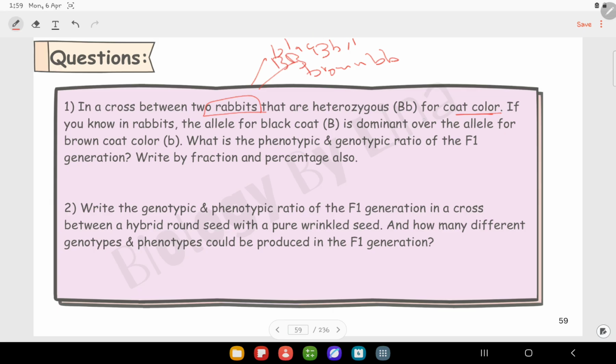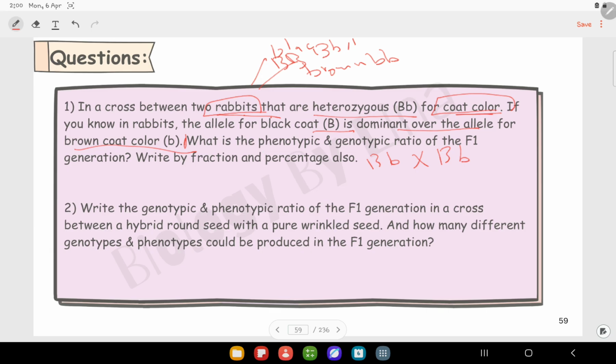So for the coat color, you should memorize it for the rabbit and also for the guinea pig. In the guinea pig also, black is dominant and brown is recessive. It's small b, small b. So in the cross between two rabbits, we have two rabbits that are heterozygous. It means we have capital B small b crossed with another capital B small b. In rabbits, the allele for black coat is dominant over the recessive allele. From here the question starts.